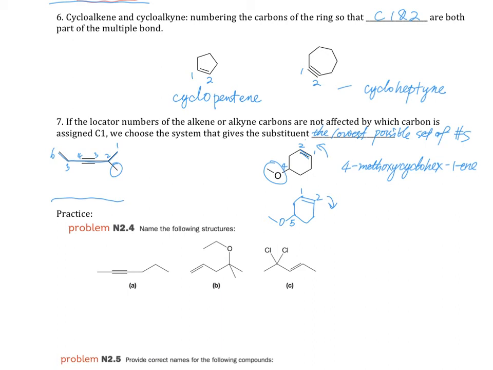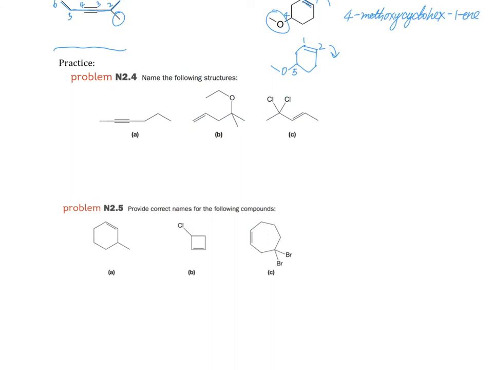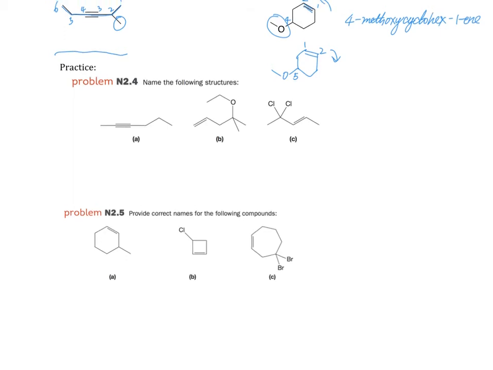Now, if you want to pause the video and try problem number 2.4. Okay, let's look at it together. So for A, which direction should I name it from? Of course, going from left, 1, 2, 3, 4, 5, 6. So your multiple bond gets a smaller number. So how should we name this one? Hex-2-yne, right?